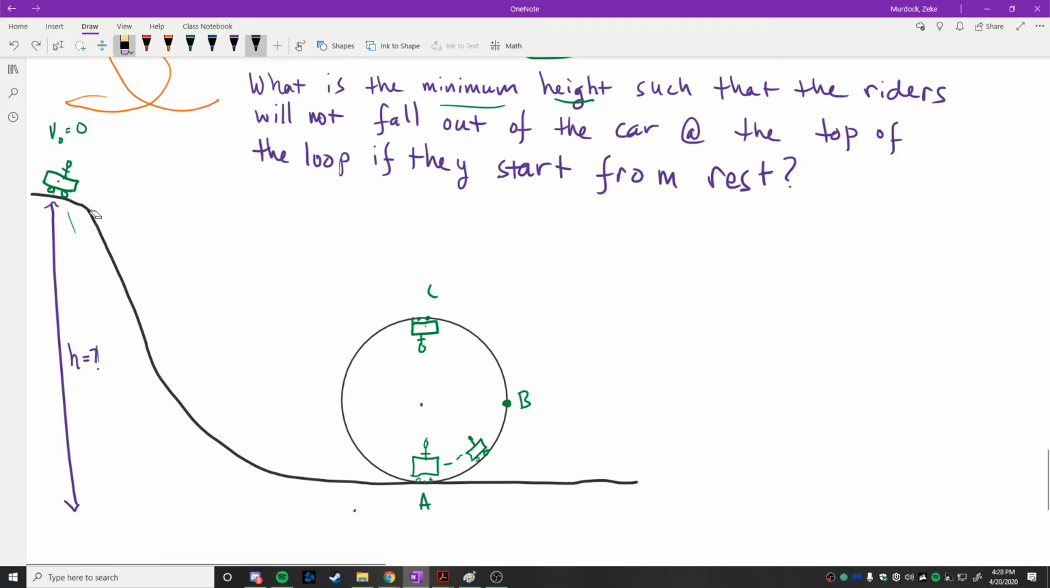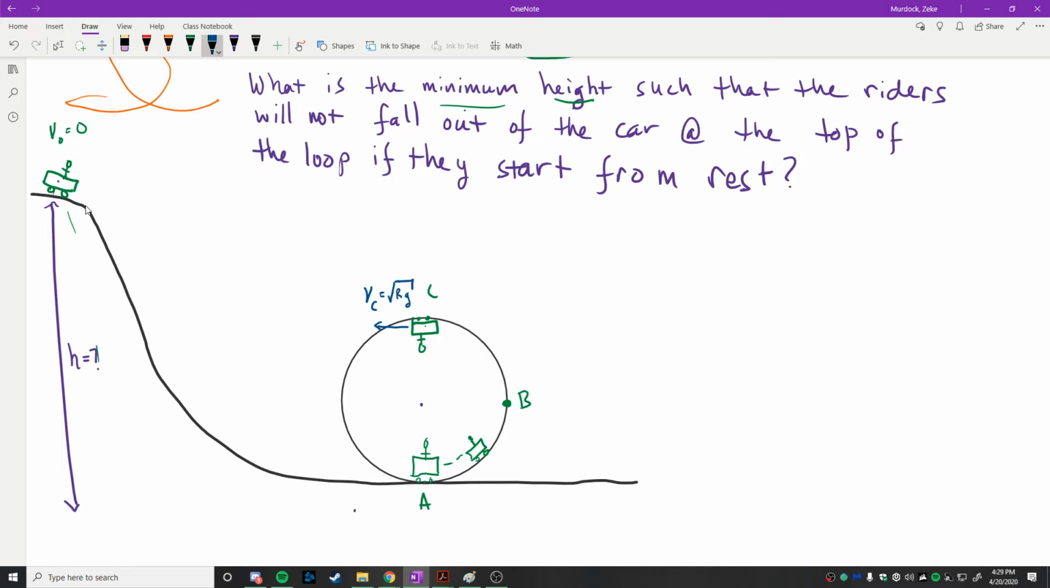Now, I'll say the following, just to keep you guys on track, and I'm going to have you figure this out yourselves. We know the velocity at this point now, right? Because if we want to find the minimum height such that the riders do not fall out of the car, what does the velocity at this point have to be? Yeah, exactly.